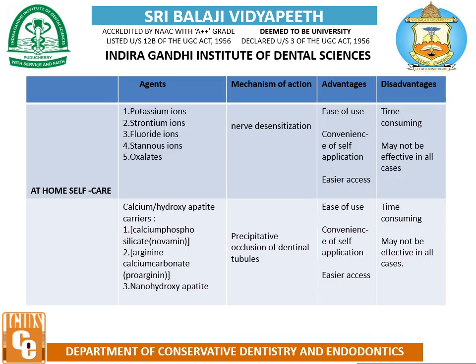Management: At-home self-care. Agents: potassium ions, strontium ions, fluoride ions, stannous ions, oxalates. Mechanism of action: nerve desensitization. Advantages: ease of use, convenience of self-application, easier access. Disadvantages: time consuming, may not be effective in all cases.